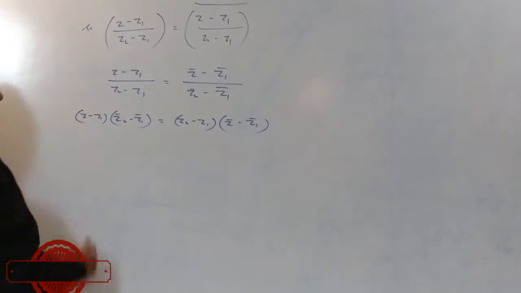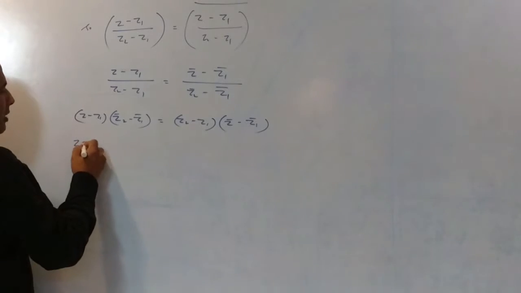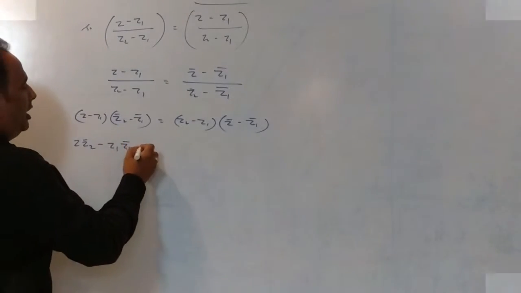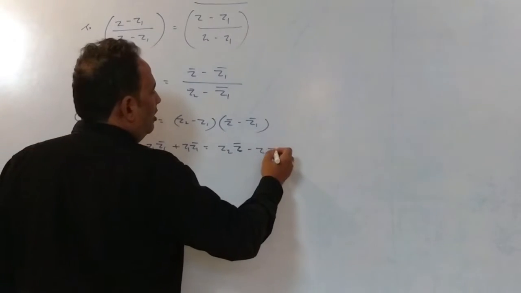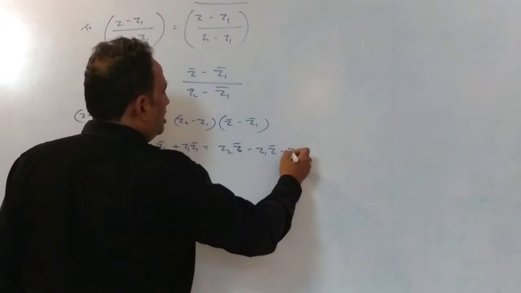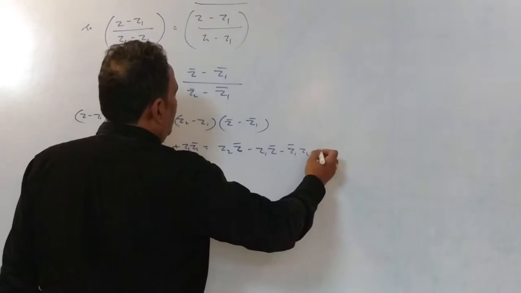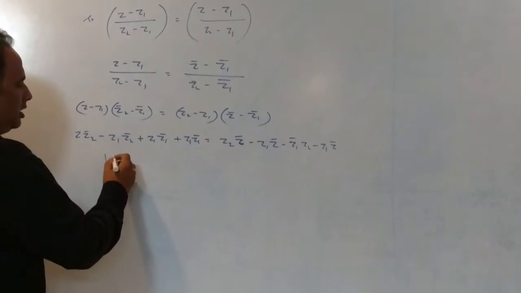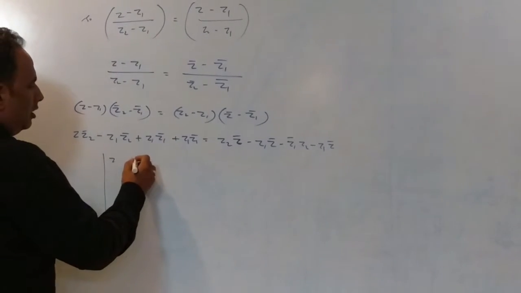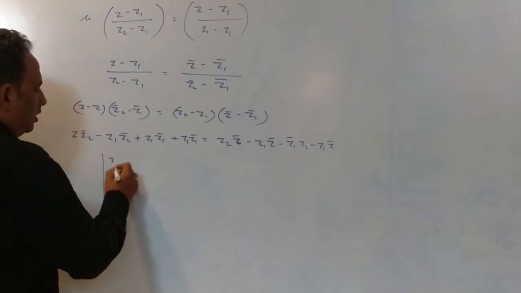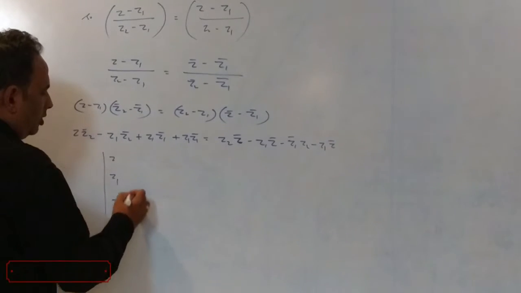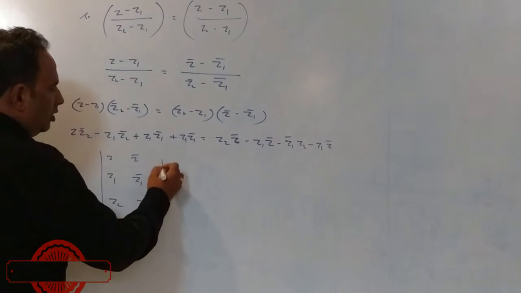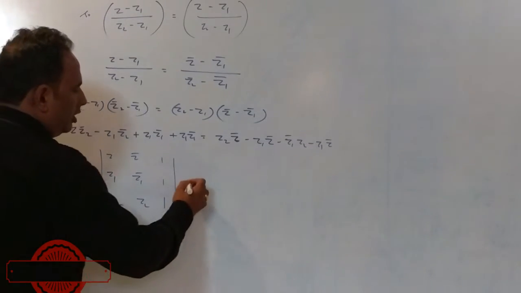Now cross multiply this. So we get z bar z2 minus z1 bar z2, plus z1 bar z, and so on. In all, this equation can be written as the determinant with rows z, bar z, 1; z1, bar z1, 1; z2, bar z2, 1 equal to 0.